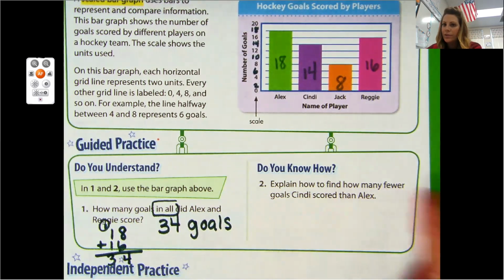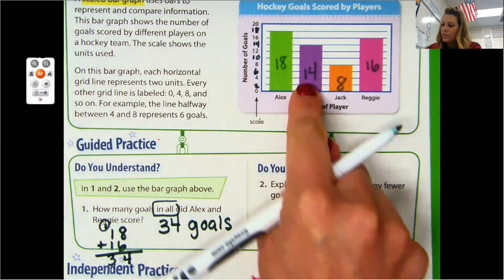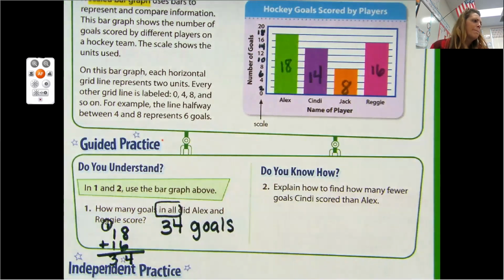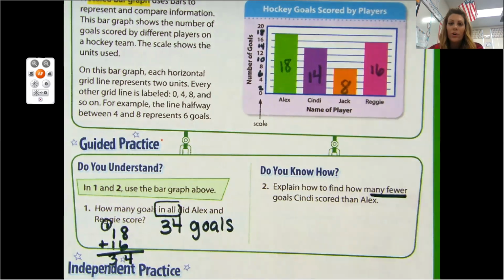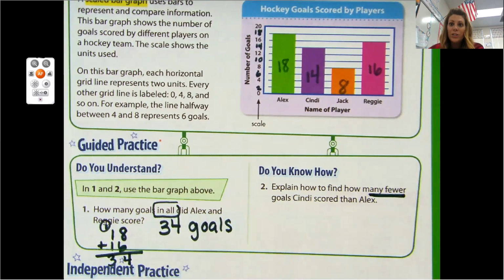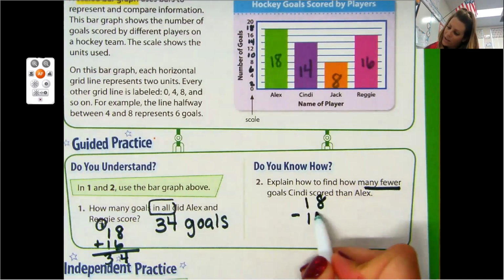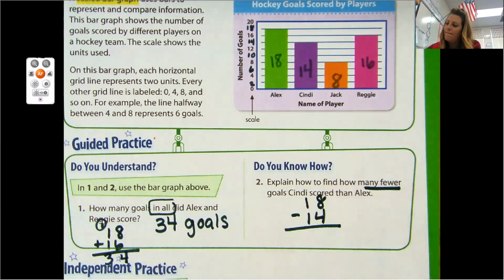All right, well, here's Cindy, and here's Alex. How could you do that? There's a couple ways. Well, since we already figured out the answers in the data, we could just what? If it says how many fewer, we could what? We could subtract it, right? We've got Alex and we've got Cindy.